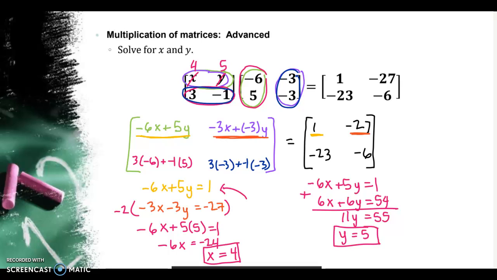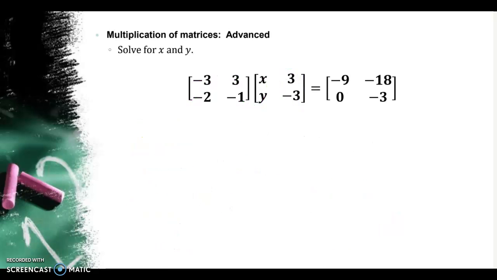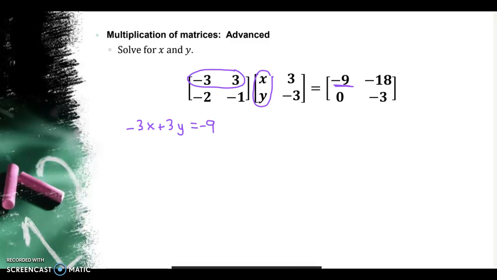Okay, let's do one more example of this. So here's another example, and instead of going through and making that whole long matrix that we made before, let's take a look at what we can do for this one. If I take the first row and the first column, that's going to equal the first row and the first column. So negative 3x plus 3y must equal negative 9. There's one equation that I can make up.